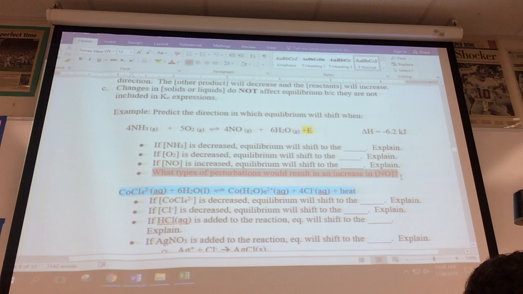Here's the AP level question. What types of perturbations would result in an increase in nitrogen monoxide? And your approach: if you want to increase nitrogen monoxide, in which direction do you want equilibrium to shift? Forward. So what would cause a forward shift in equilibrium? An increase in concentration of either reactant, a decrease in H2O, or a decrease in temperature. So that's where the AP level question comes in, not just bare bones, which way do you go? What types of perturbations would result in?